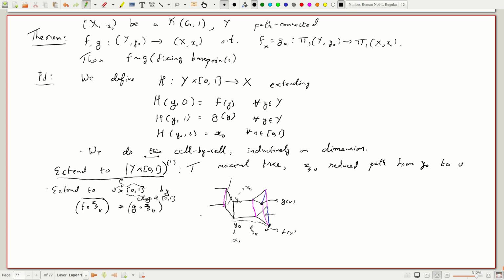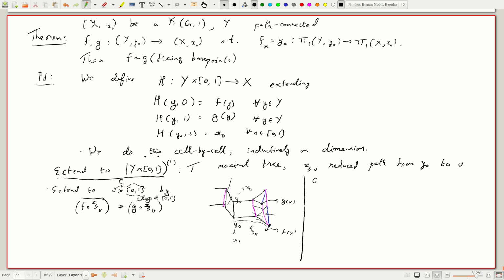The other 1 cells are the ones that are already either at the top or bottom. For those, we have already defined the map. So we define the extension to v cross 0, 1 by this, and this extends to the 1 skeleton. Okay, and now since we have this picture, it would be nice to just do it here. Let's extend across such cells as well.